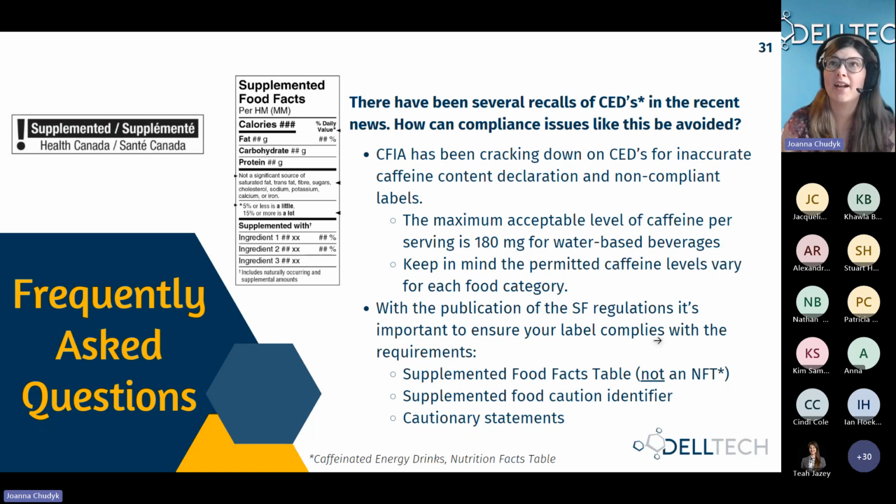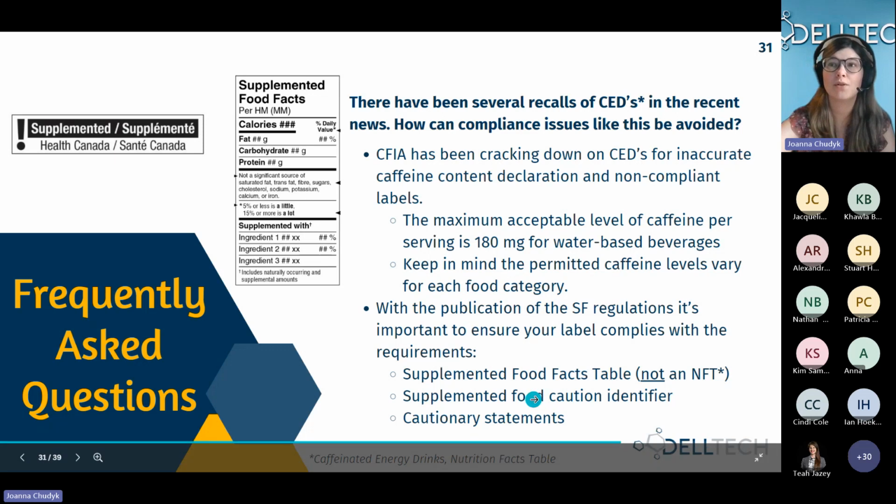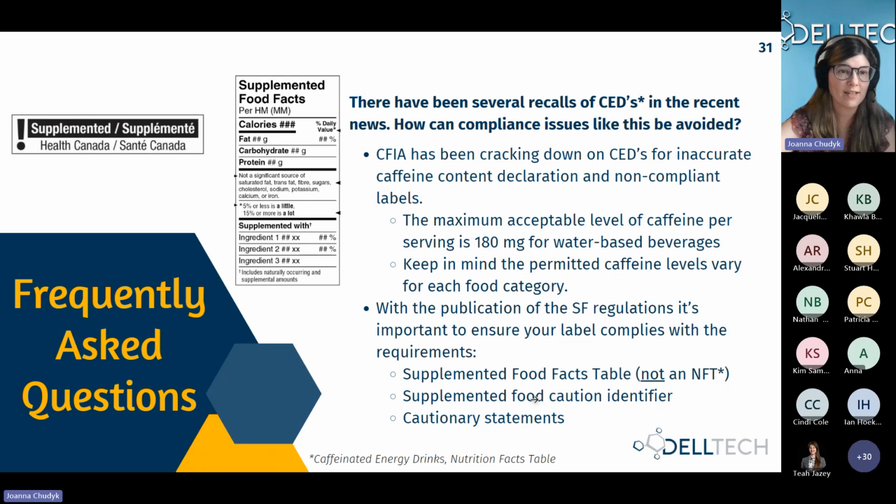So on this slide, I have two screenshots of the different labeling requirements that are associated with supplemented foods. We have the supplemented food facts table, which is different than the nutrition facts table. You can see that the title is different. It lists supplemented food facts. And of course, we have a section here where you can declare what your product is supplemented with. The second requirement is the supplemented food caution identifier that also must appear on the front panel of your product. And of course, you need to make sure that any sort of cautionary statements for your product are present on the label as well. So as long as you're fully compliant with the established supplemented food regulations, you shouldn't be worried about having your product recalled.